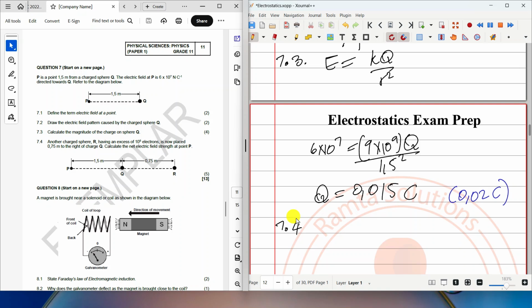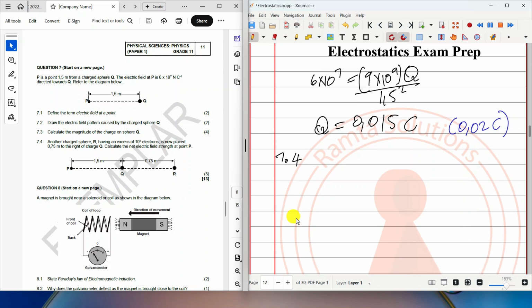7.4. This is a part that is confusing to most students, and even when I look at some of the memos, I see some get it, some do not get it. All right, so let's see now. Another charged sphere R having an excess of 10 to the 5 electrons. You see, it has an excess of electrons. What does it mean? It means it is negatively charged. Remember, guys, if it has an excess of electrons, it means it is negatively charged. So it is now placed 0.75 meters to the right of Q. Calculate the net electric field at P.